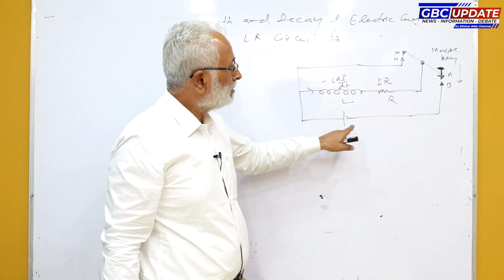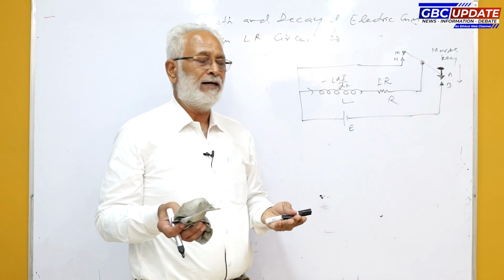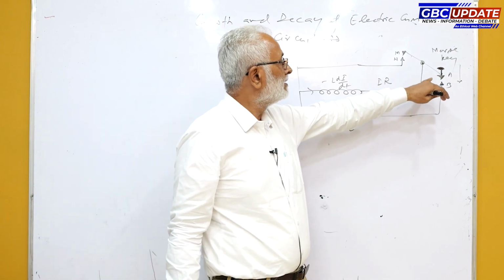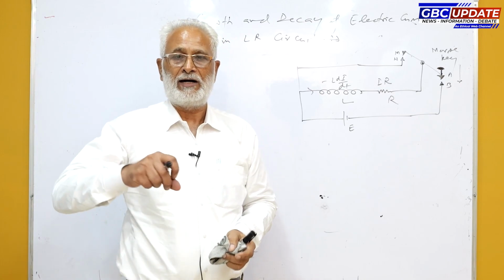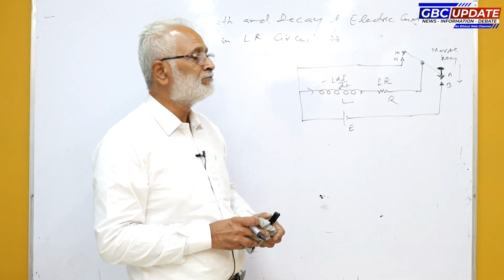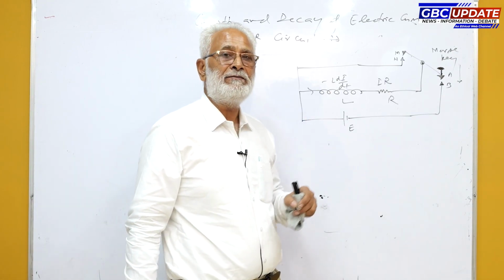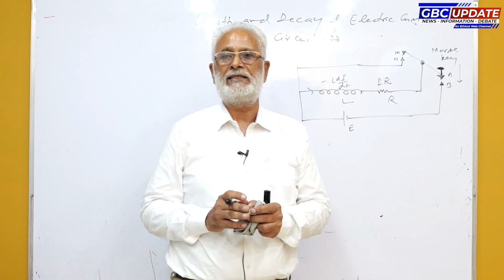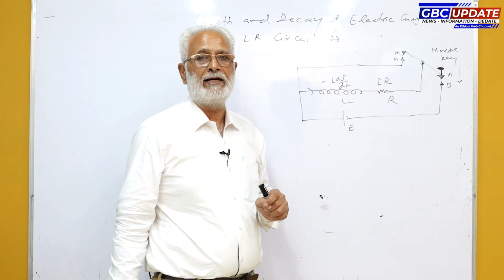When we disconnect the battery, at that time the current is already maximum. And at that moment as soon as battery is disconnected, current will start decreasing, current will fall, will start reducing, and due to decrease of current, magnetic flux linked with the coil will change, again induced EMF produced which acts as a back EMF and opposes the decay of the electric current.